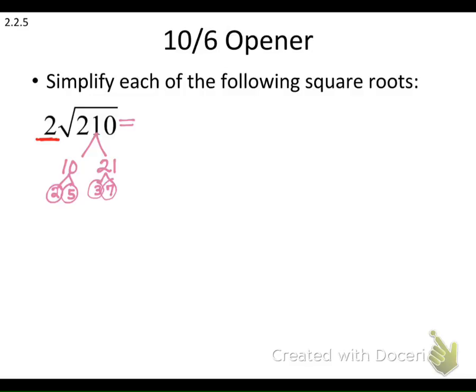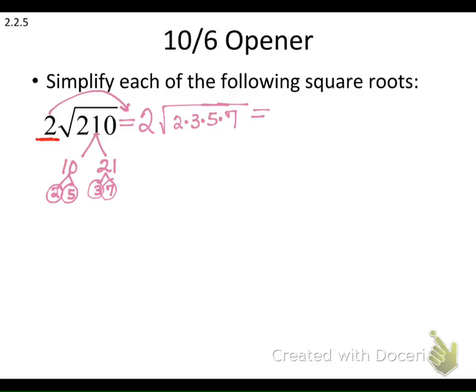Now, before I rewrite this, I have to remember to bring this coefficient over. I'm going to leave that coefficient on the outside because it's not a square root. So I put my coefficient, then I put my square root sign, then I'm going to put my prime numbers that are part of that square root under there. So what do I write under my square root sign? 2 times 3 times 5 times 7. Okay. Do I have any factor pairs? Nope. So you just keep it the same.